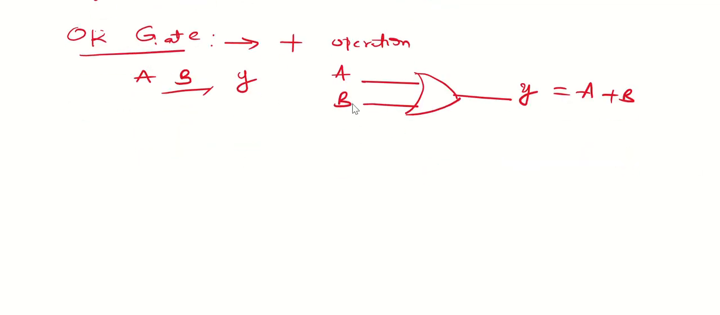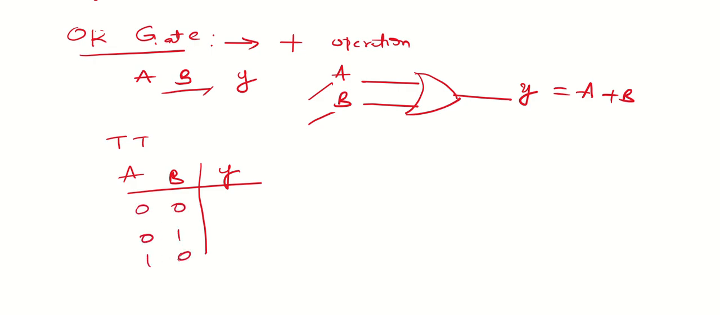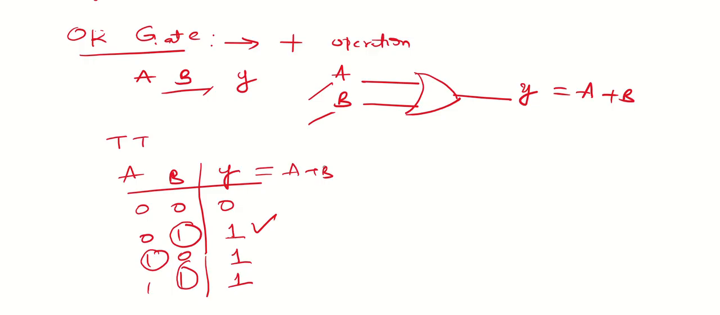Next, the truth table, meaning the relationship between inputs and outputs. A, B are inputs, Y is output. I am taking 0 0, 0 1, 1 0, 1 1. What is the output? 0 plus 0 is 0 only. 0 plus 1 is 1 only. 1 plus 0 is 1, and 1 plus 1 is 1. So if any one of the inputs is 1, obviously the output is 1. That is the OR gate logic: Y equals A plus B.